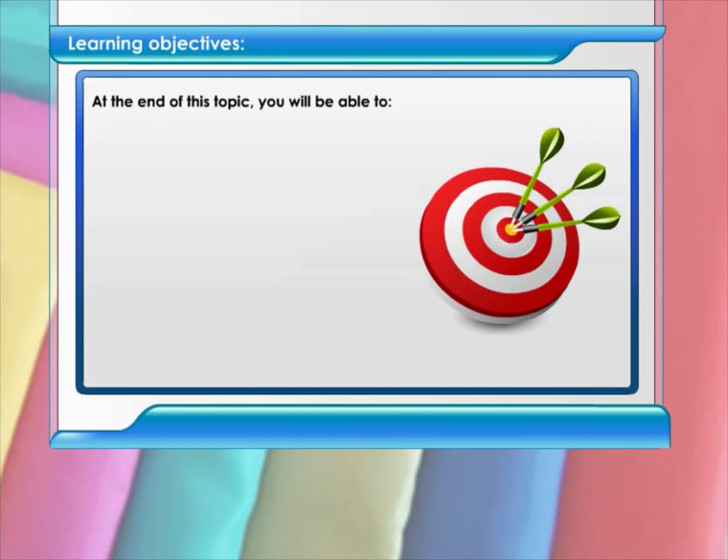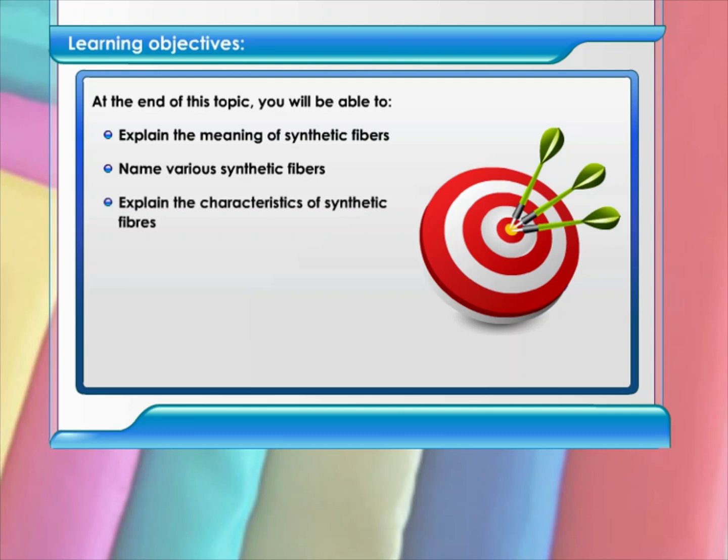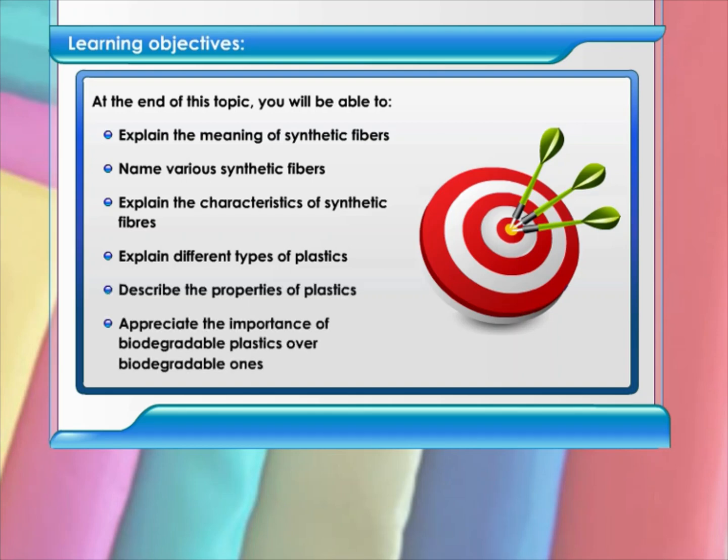Learning objectives. At the end of this topic, you will be able to explain the meaning of synthetic fibers, name various synthetic fibers, explain the characteristics of synthetic fibers, explain different types of plastics, describe the properties of plastics, appreciate the importance of biodegradable plastics over non-biodegradable ones.